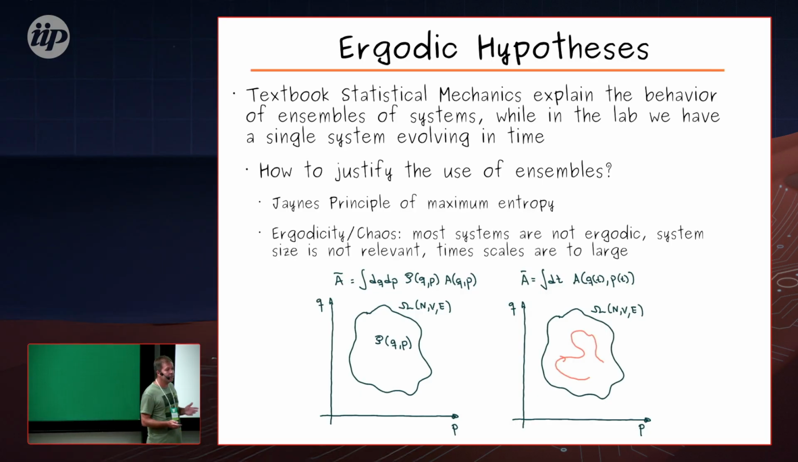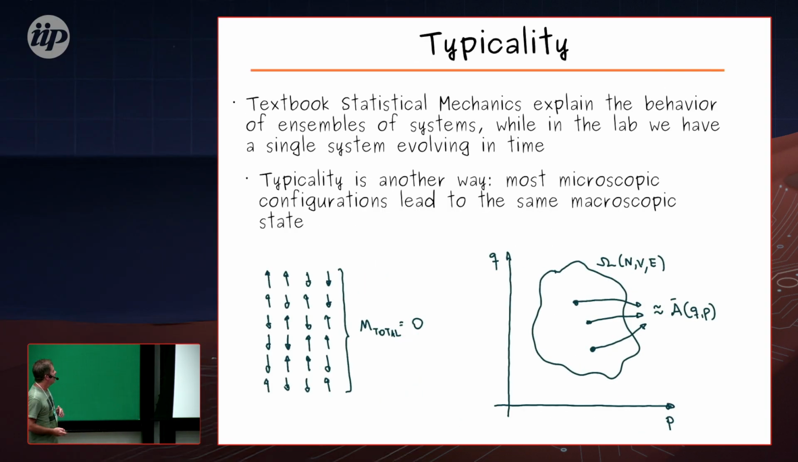I think the community is still a bit divided on this. Some people think this is the real solution. I will claim that this is not the one, but I have to say this is a very common one. And the one I will claim is this argument of typicality, okay? What is this about?